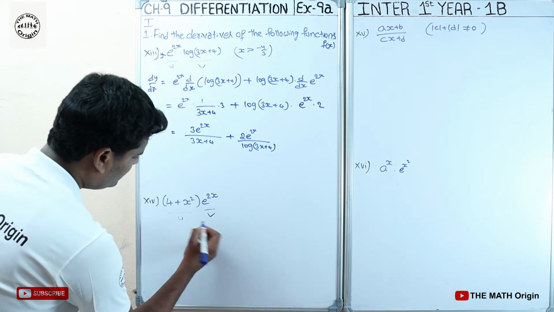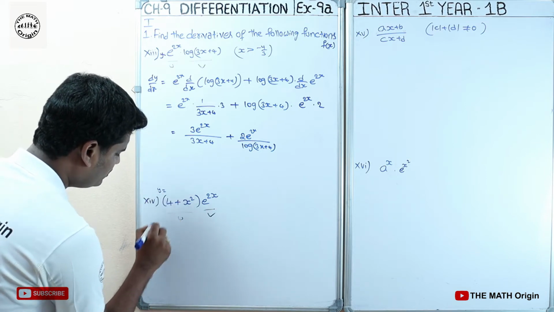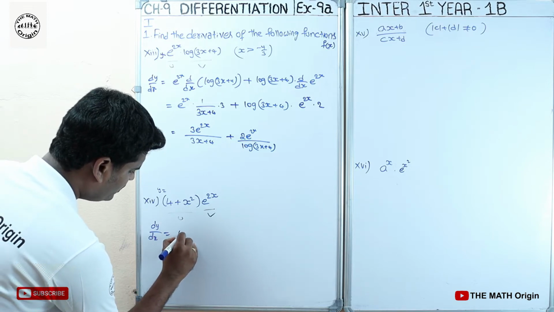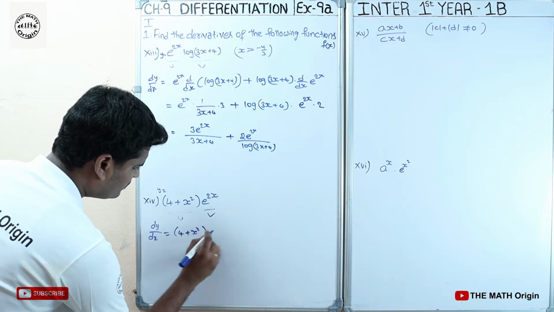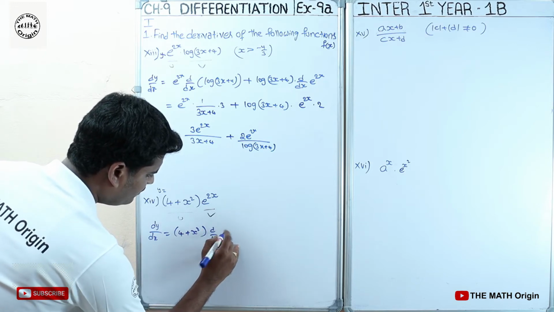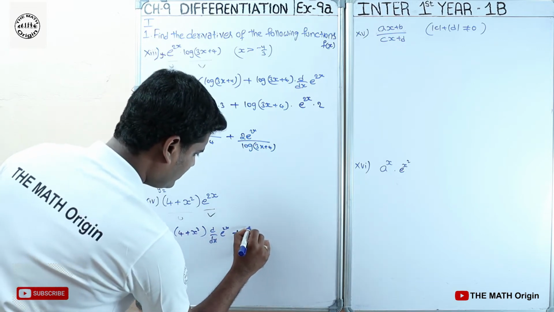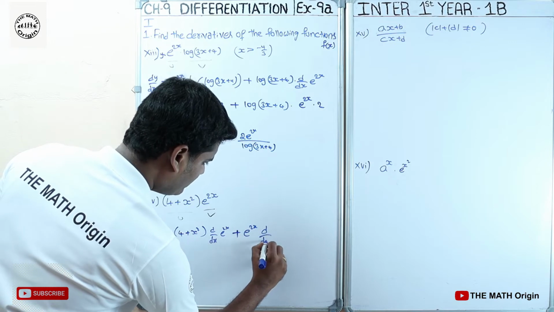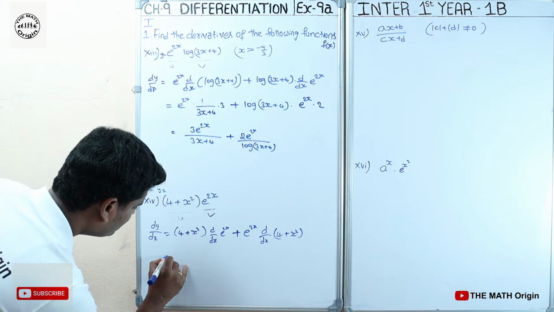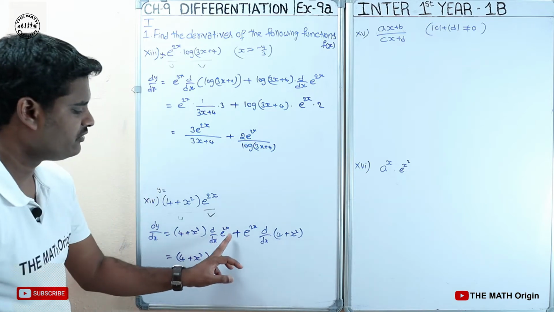Now if you see, this is also in the form of u and v. For u and v we have a formula. So y is equals to, dy by dx is equals to u into, u is 4 plus x square, into d by dx of e power 2x plus e power 2x into d by dx of 4 plus x square. So from this, 4 plus x square into d by dx of e power 2x.